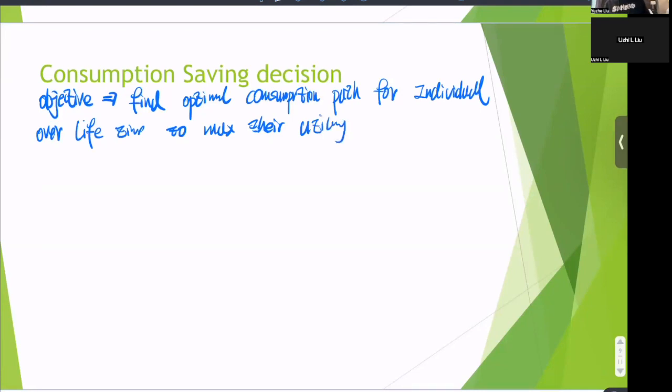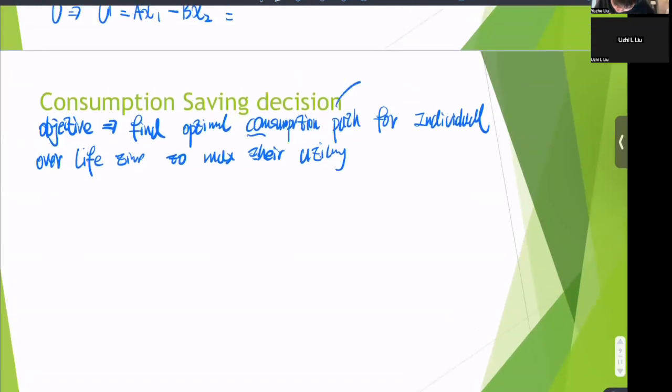So the consumption saving decision is basically where we have to find the consumption path. It's a function of u of c specifically, because that's the consumption function. So our goal is to find the optimal path for an individual over a lifetime, to maximize utility. And usually the problem, let's do a little setup.